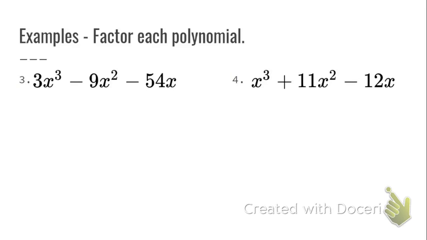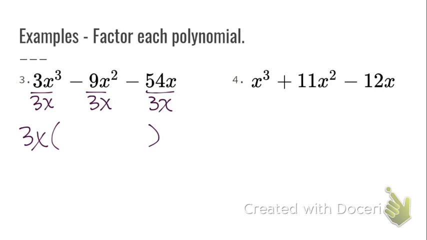What do you think your GCF is on number 3? Hopefully you're telling me 3x. Those can all get divided by 3, and they all have an x to contribute. 3x goes outside some parentheses. The leftovers go inside. My leftovers are x squared minus 3x minus 18.